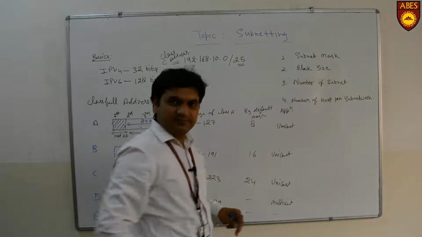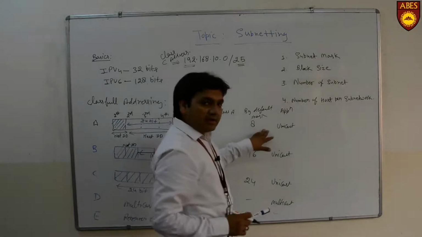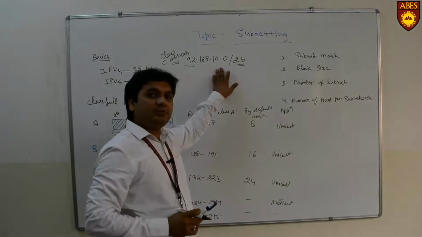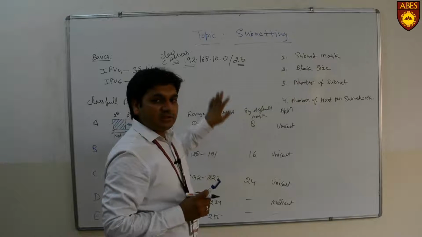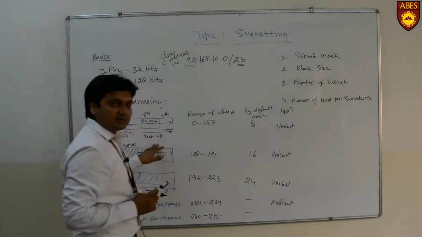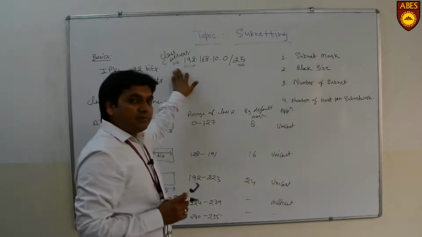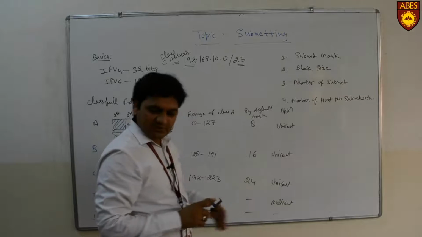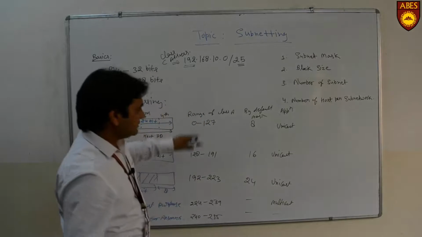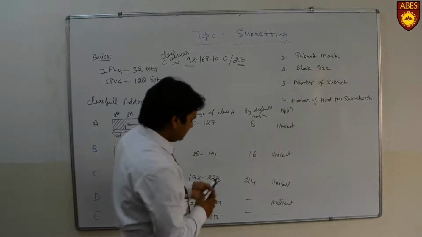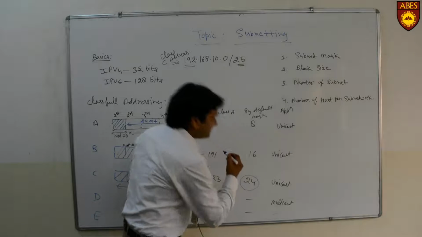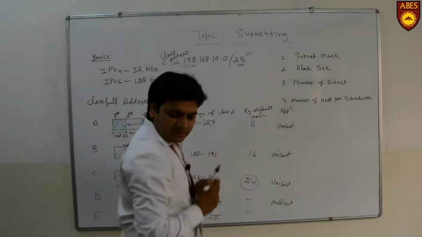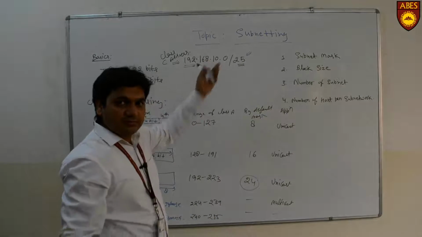The important thing is the mask number, because to solve this problem we have to know the mask number for each class. The example belongs to class C, so the default mask number is 24. These are the basics. Here the default mask number of class C is 24, but 25 is written. So let us solve this problem.